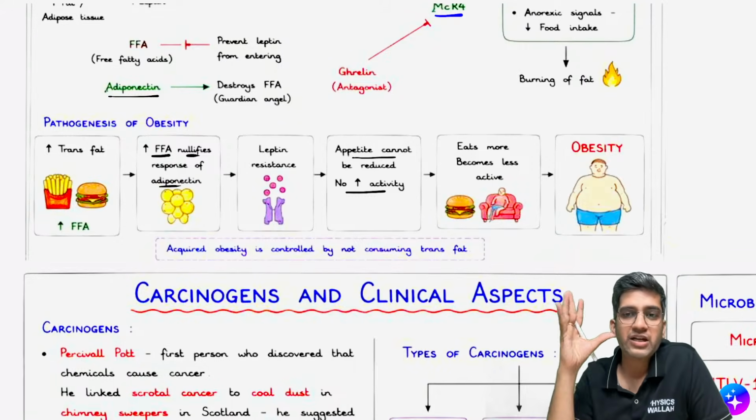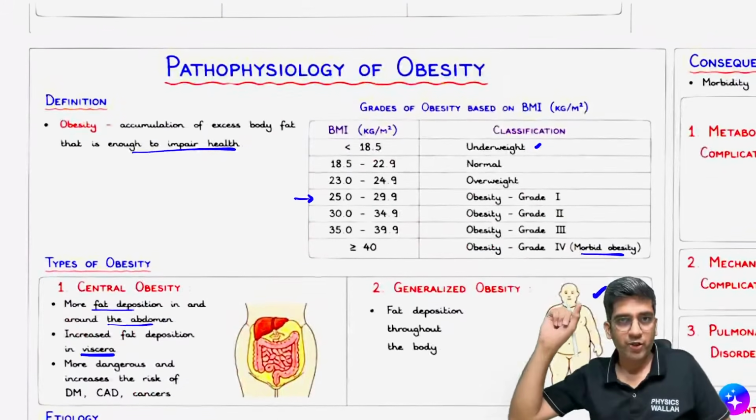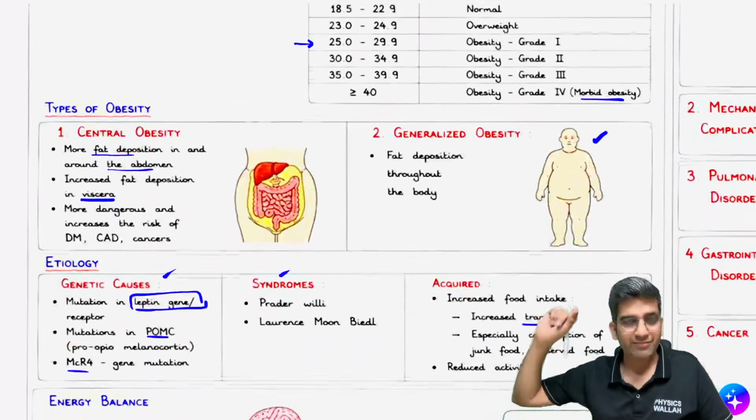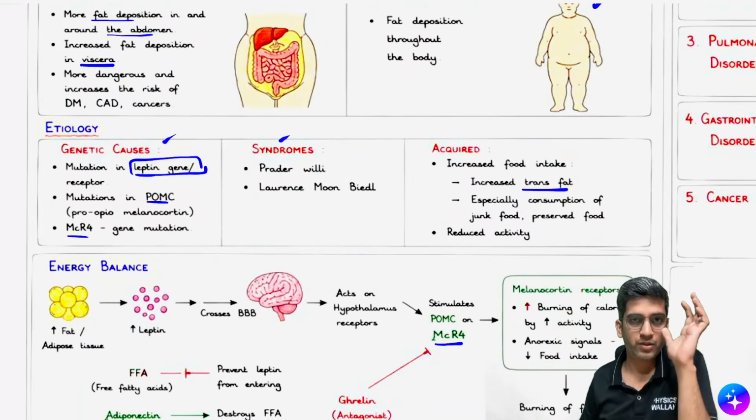Obesity is not a commonly discussed topic, but I feel quite a few university exams this year will have a 5 mark question at least on obesity. Okay, I'll go up again. Define obesity based on BMI, classify them, write the 2 types, central and generalized, write the pathogenesis, more than enough.